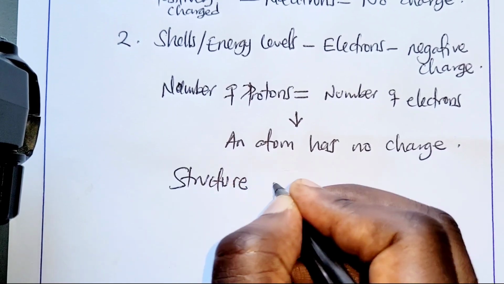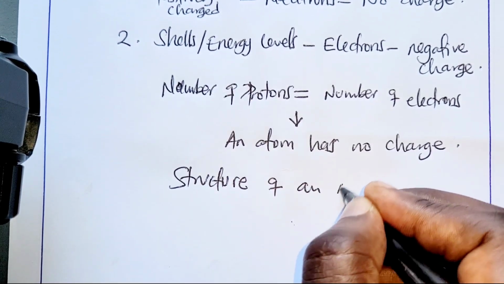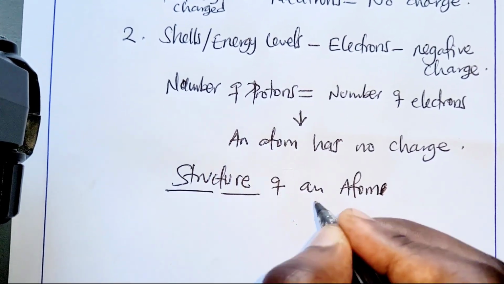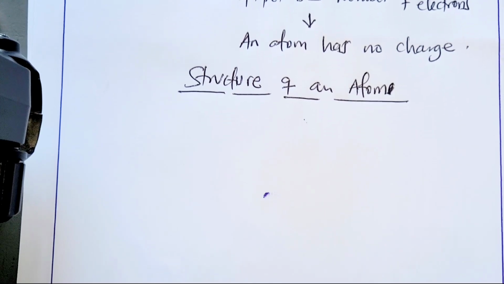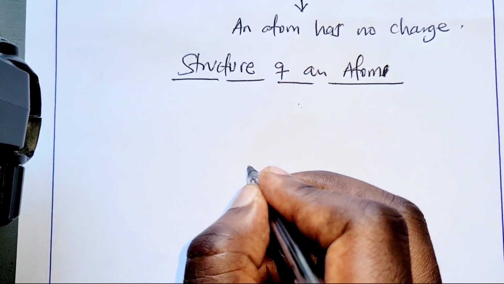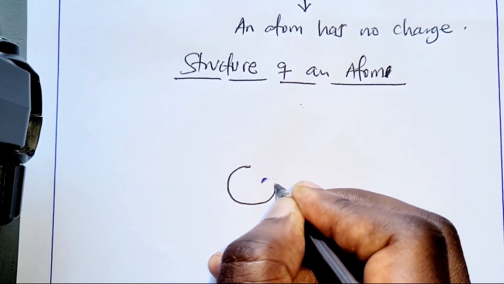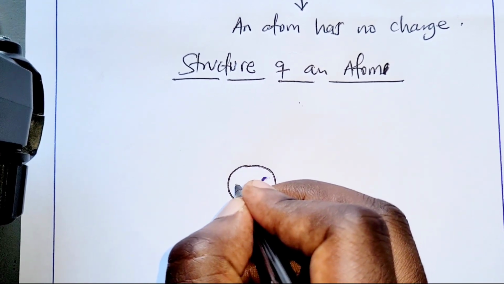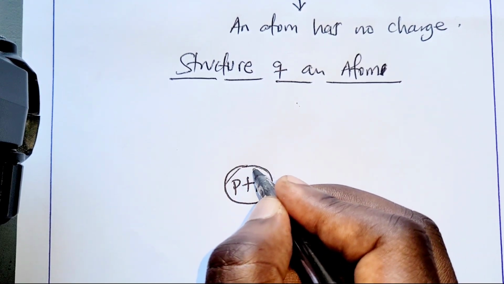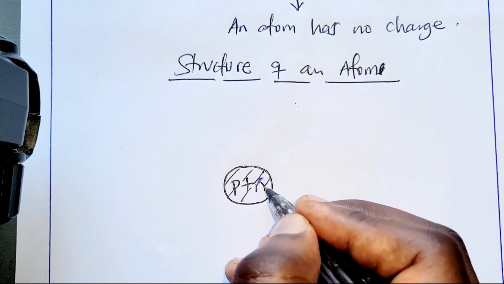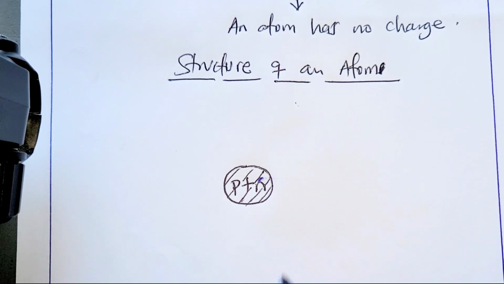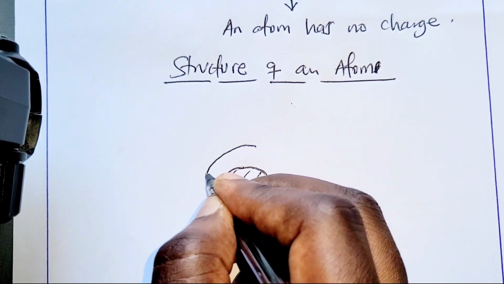How is the structure of an atom, using the fundamental particle structure? This is what was found out on the structure of an atom. We start by saying it has a nucleus, and within the nucleus we have protons and neutrons inside here. Let me shade it. This is the heaviest part of an atom. It's called the nucleus.